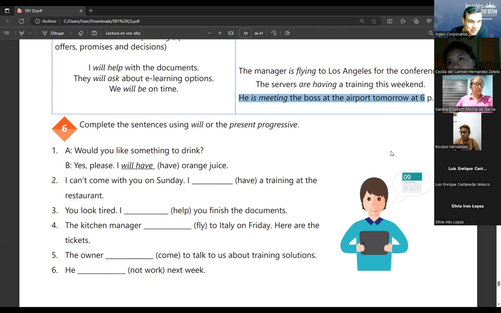Let's complete exercise 6. Complete the sentences using will or the present progressive. Some of you already did this exercise, but however, we're gonna do it right now. Okay, we have 5 minutes to complete exercise 6. You have to fill in the blanks either with present continuous or future will. Okay, 5 minutes. Present progressive, ¿es verdad?